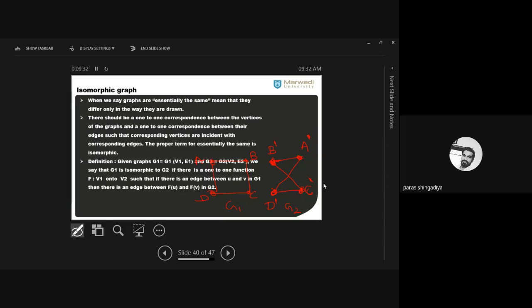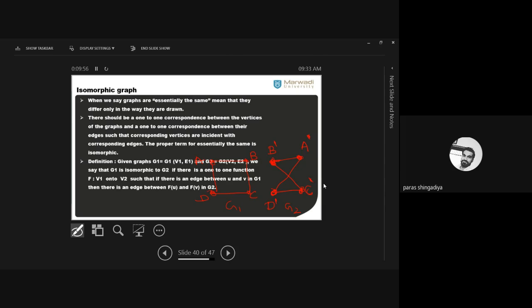Here there is an edge between A and B in G1, so there should be an edge between A dash and B dash in G2. There is a u and v, and there is an edge between u and v. So here the image of u means f of u, and the image of v means f of v, so there should be an edge between f of u and f of v in G2. Clear? f of u means image of u.